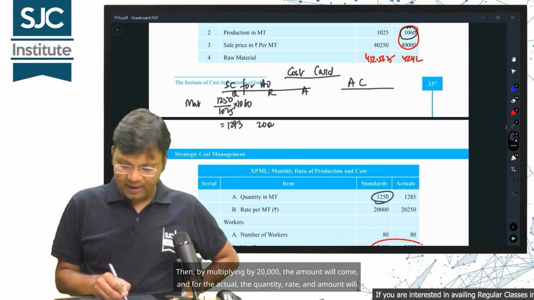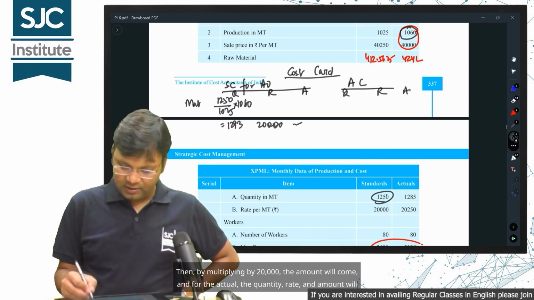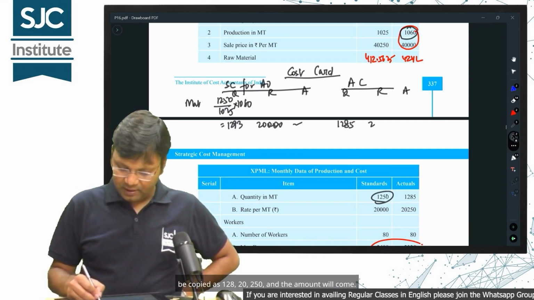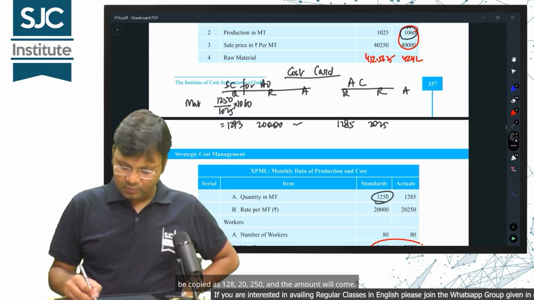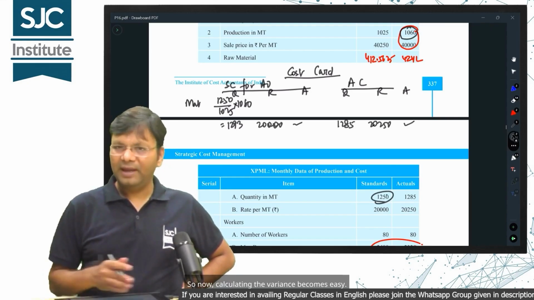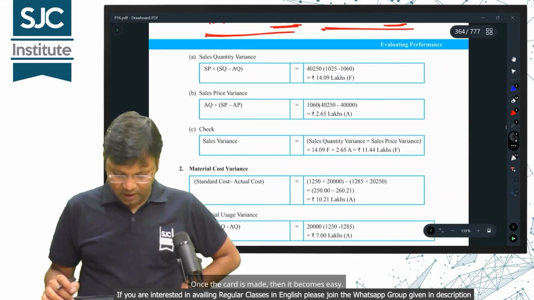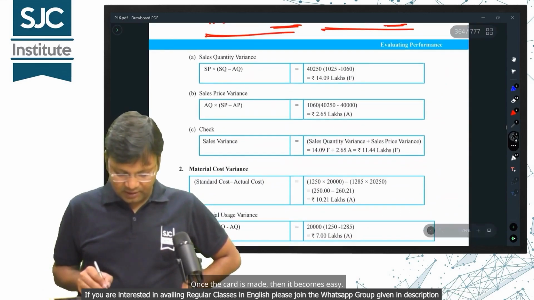Then, by multiplying by 20,000, the amount will come, and for the actual, the quantity, rate and amount will be copied as 1285, 20,250, and the amount will come. So now, calculating the variance becomes easy. Once the card is made, then it becomes easy.